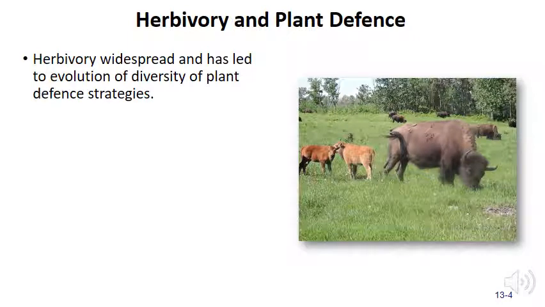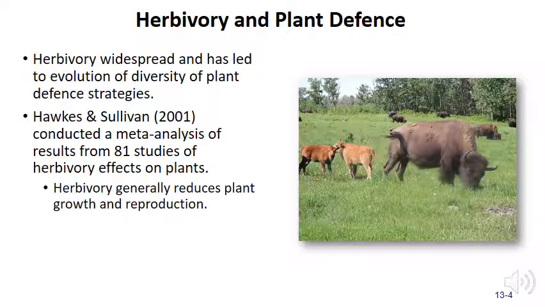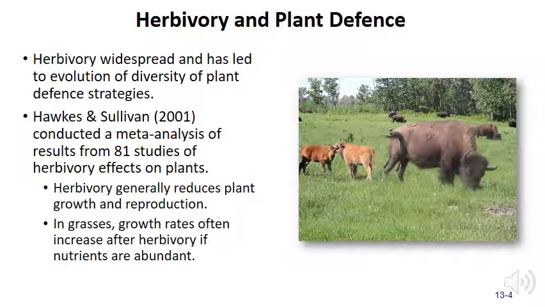So herbivory and plant defense. Herbivory is obviously a very widespread phenomenon, and it's led to the evolution of a huge number of plant defensive strategies. Hawkes and Sullivan in 2001 conducted a meta-analysis of 81 studies of the effects of herbivory on plants. And what you'll find, not surprisingly, is that herbivory generally reduces plant growth and reproduction, so it has a negative fitness effect on plants. That seems fairly obvious and intuitive, but there are exceptions to this. In grasses, for example, growth rates often increase after herbivory if nutrients are abundant.